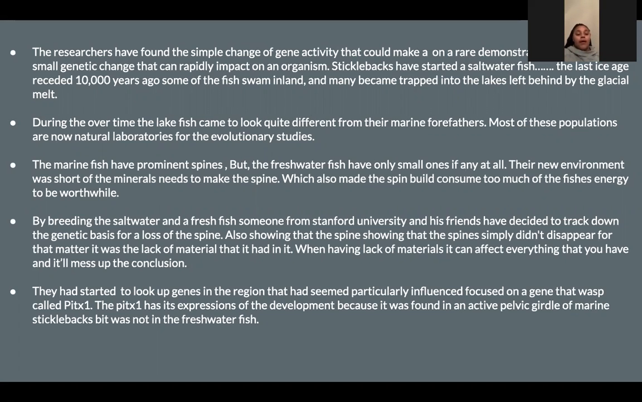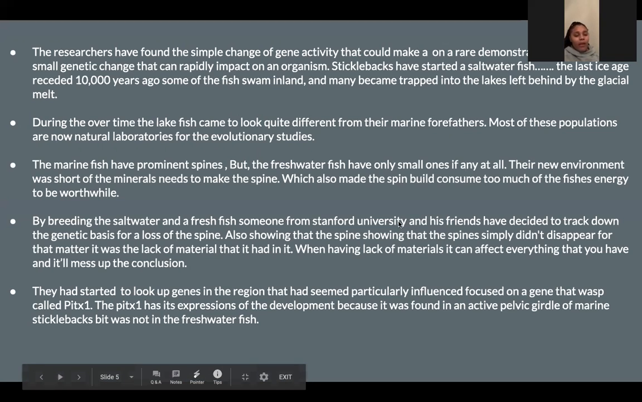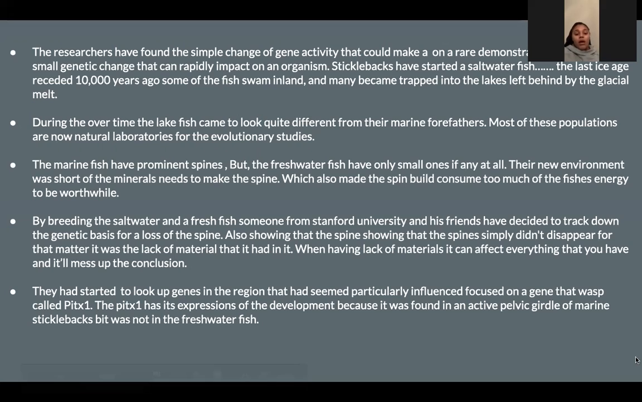And over time, the lake fish came to look quite different. So some of these marine forefathers have different types of genes and different activities going on. It's more like a population of laboratories for evolution studies.